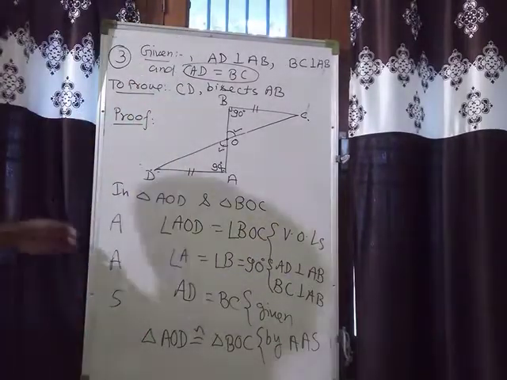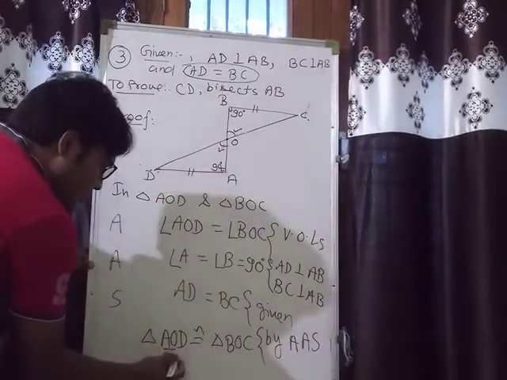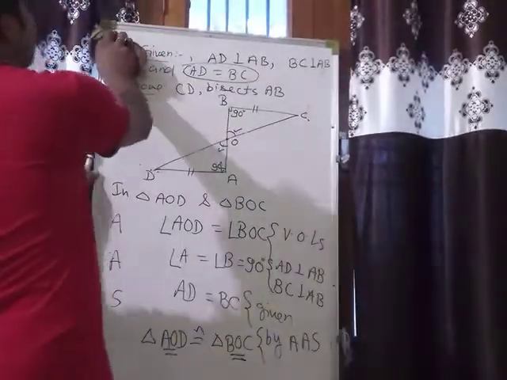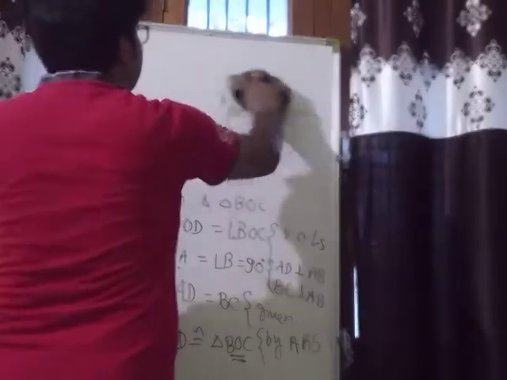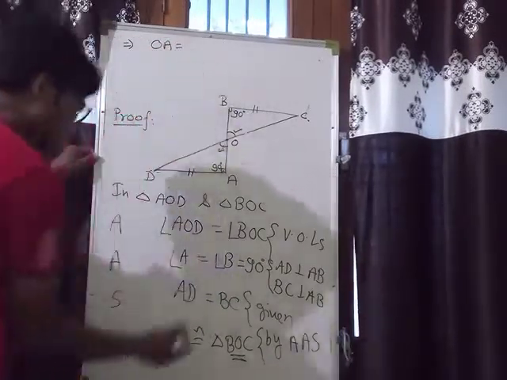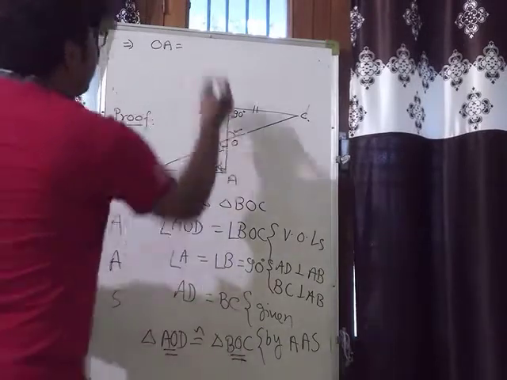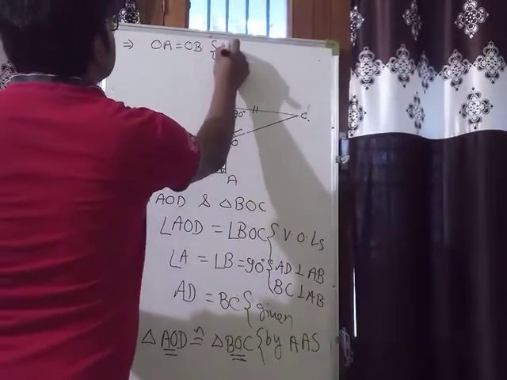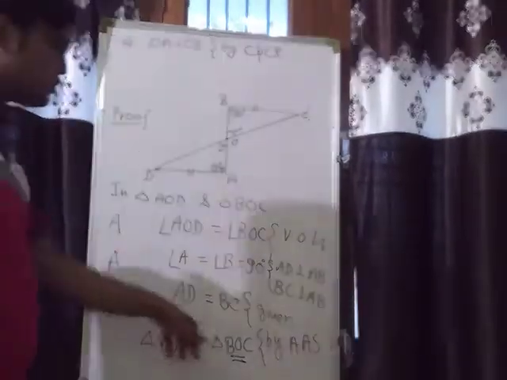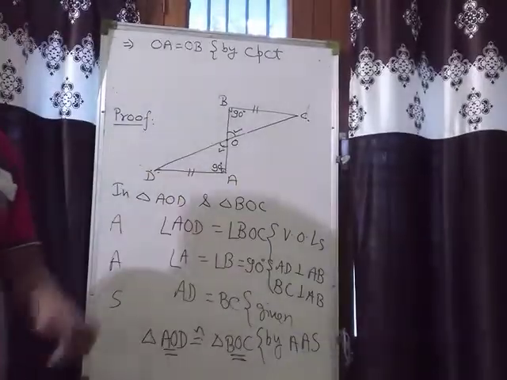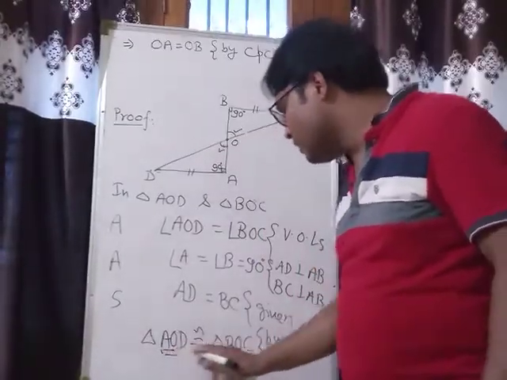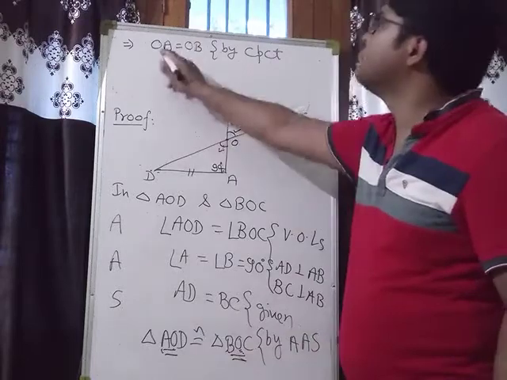Okay, so from here you can see that AO and BO are corresponding sides. Clearly, AO equal to BO. Clearly, from here we can say that OA equal to OB by CPCT, by corresponding parts of congruent triangles. Because these two triangles become congruent, their corresponding parts, means corresponding sides and corresponding angles, will be equal. That's why OA and OB, because they are corresponding sides, will be equal.